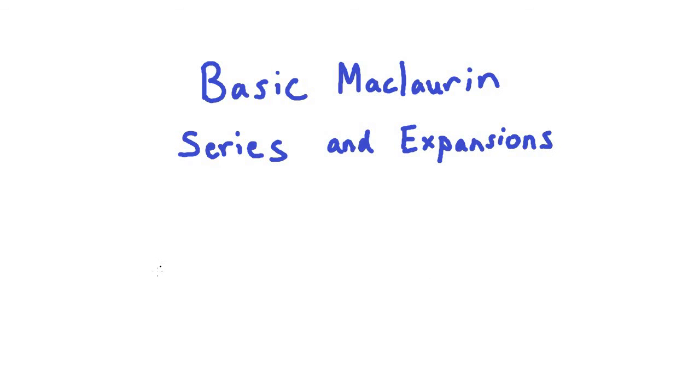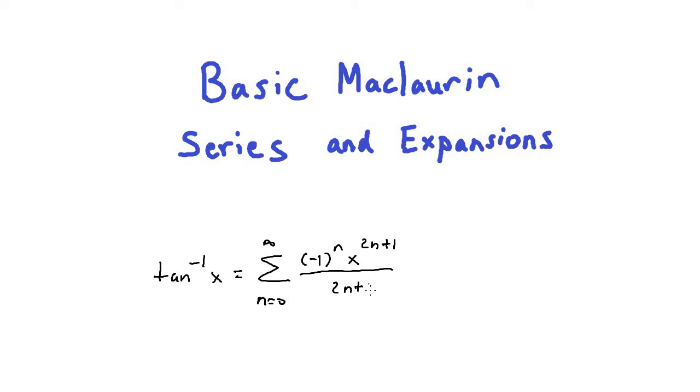And finally we have arctangent or inverse tangent of x. And so that is going to be the series. This time we have negative 1 to the n times x to the 2n plus 1 over just 2n plus 1. So no factorial. So inverse tangent is very similar to sine, it just doesn't have the factorial. So we're going to have x minus x cubed over 3 plus x to the 5th over 5 minus x to the 7th over 7 and so forth.